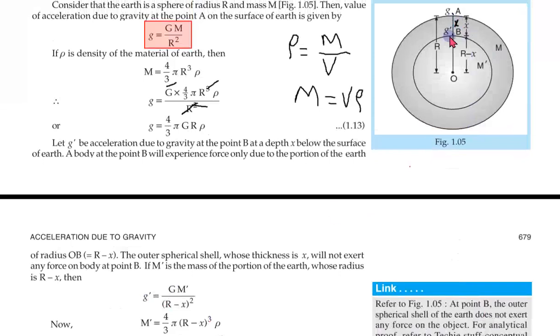Now the formula for g dash at point B will be: g dash equals G, which is constant, times capital M by distance square. The distance is the radius, or the length of BO. Here I have to use the mass of this smaller sphere, so let me call that M dash.